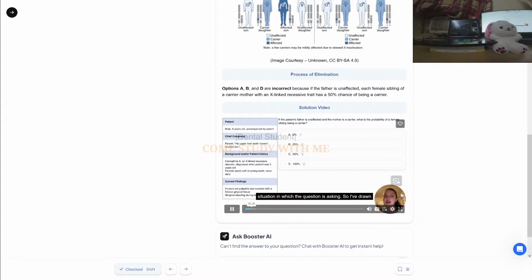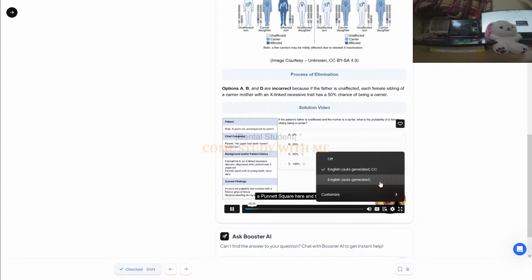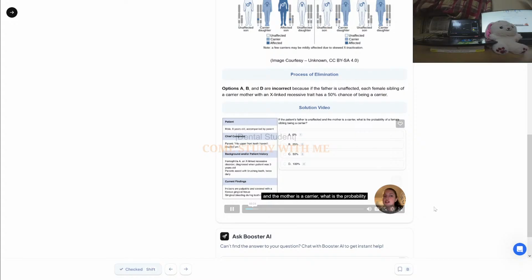We're being asked, if the patient's father is unaffected and the mother is a carrier, what is the probability of a female sibling being a carrier? 0%, 25%, 50%, or 100%. Now this question really tests our knowledge of X-linked recessive conditions and how their inheritance pattern works. Now because the X-linked recessive condition in question is hemophilia A, I do just want to talk a little bit about this condition before jumping into the inheritance pattern.